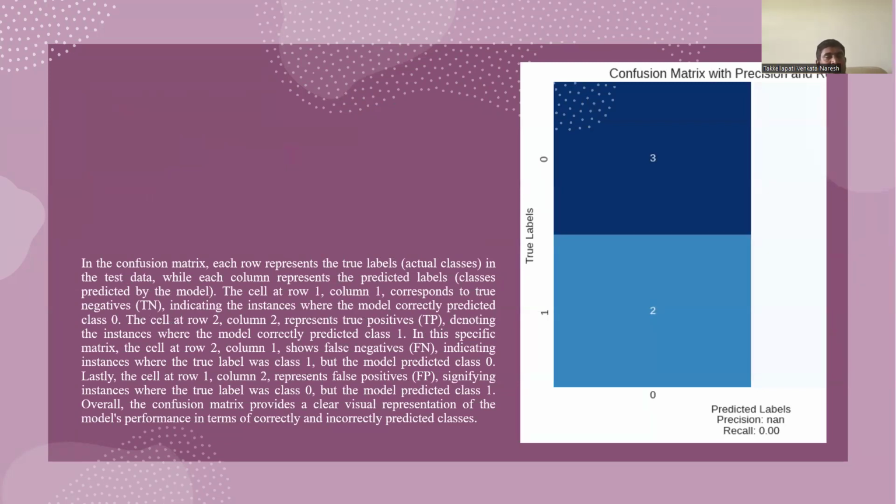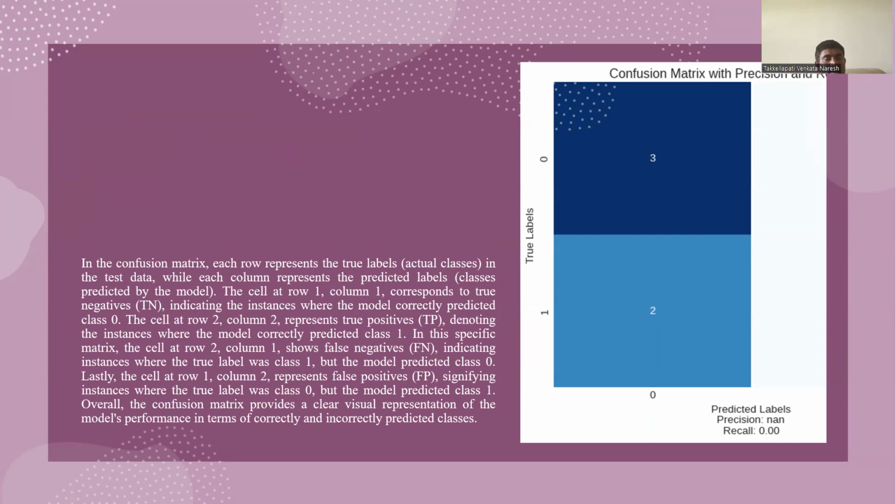In the confusion matrix, each row represents the true labels, the actual classes in the test data, while each column represents the predicted labels. In this specific matrix, the cell at row 2, column 1 shows false negatives, indicating instances where the true label was class 1, but the model predicted class 0.